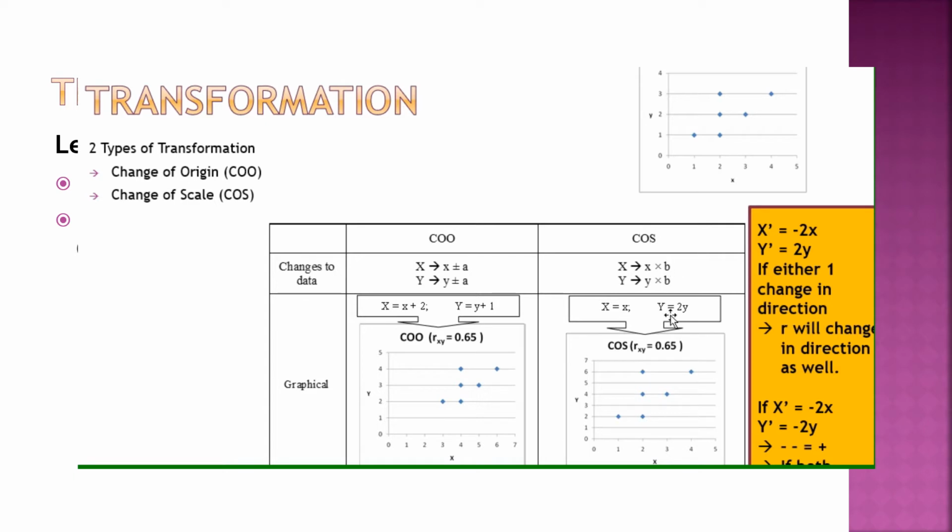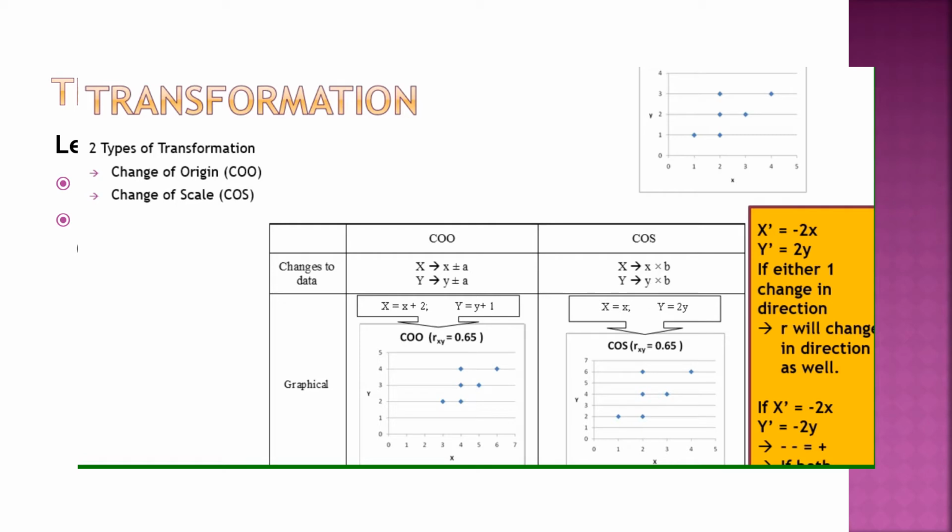COS is when you times something to your data. Then there will be effect. Okay? So then there will be effect. Let me show you how. If I times X by something, let's say I times X with 2, and I times Y with 2. Or I times X, like in this situation here, you times X with 1, and you times Y with 2.